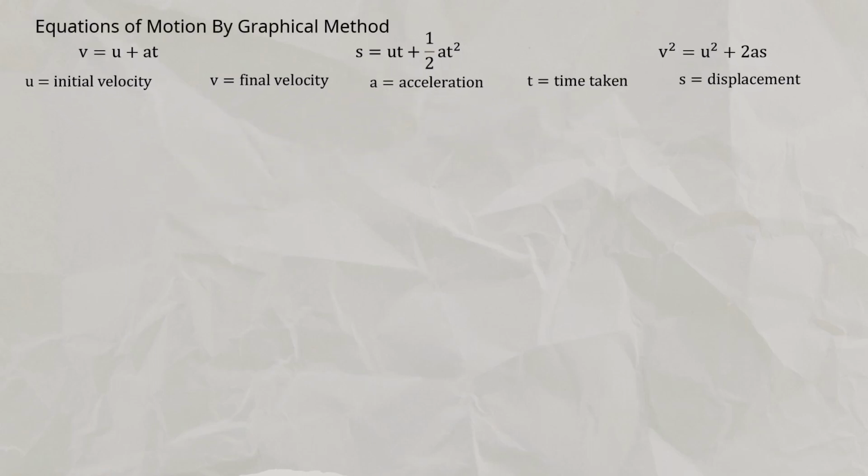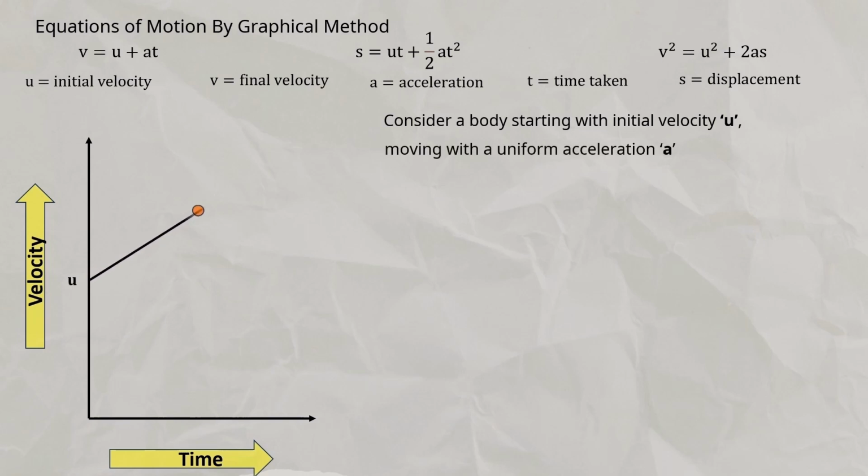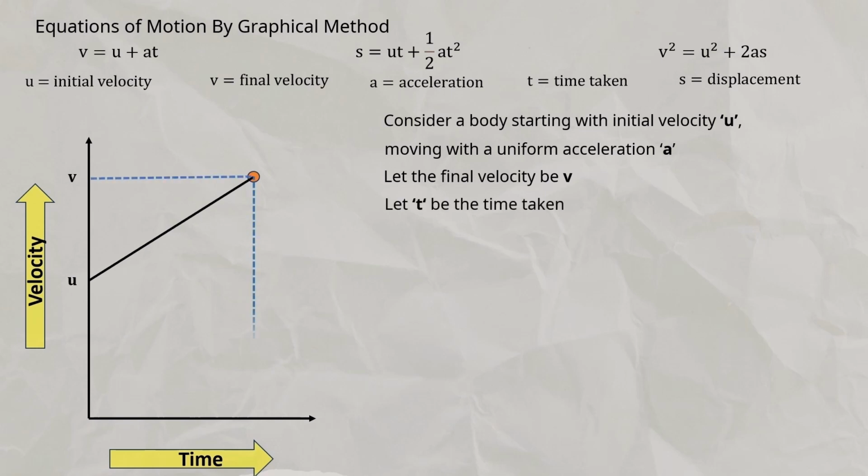Now, let us consider a velocity time graph. That is, velocity is taken in the y-axis and time in the x-axis. Here, we will consider a body starting with initial velocity u. Let it undergo uniform acceleration and let v be the final velocity. Let us plot this v and let t be the time taken to complete the process. That means if we plot the graph, we will get this.